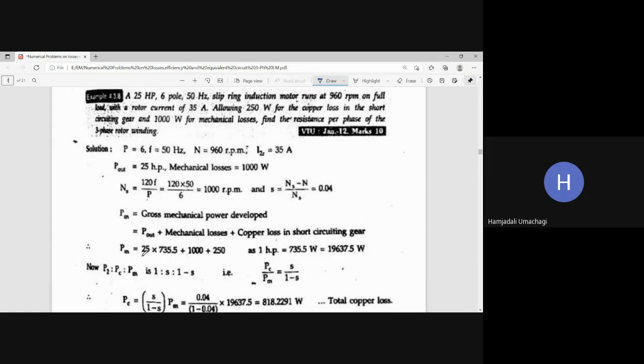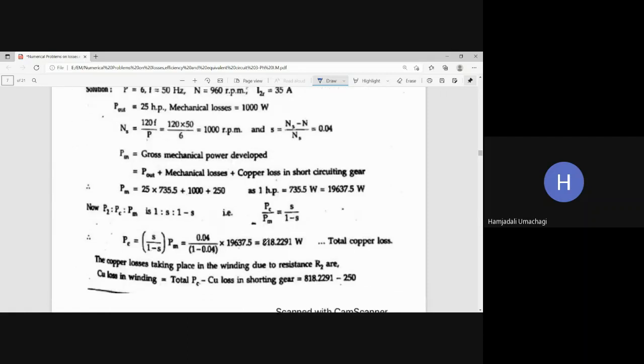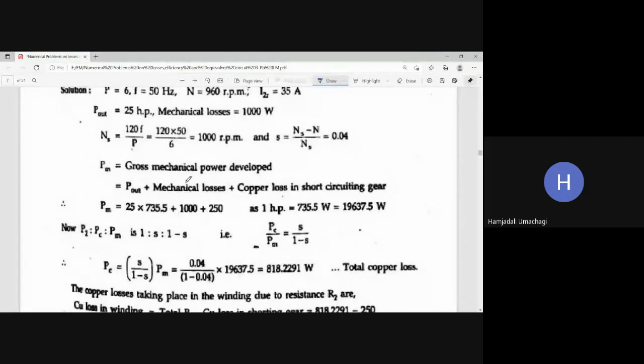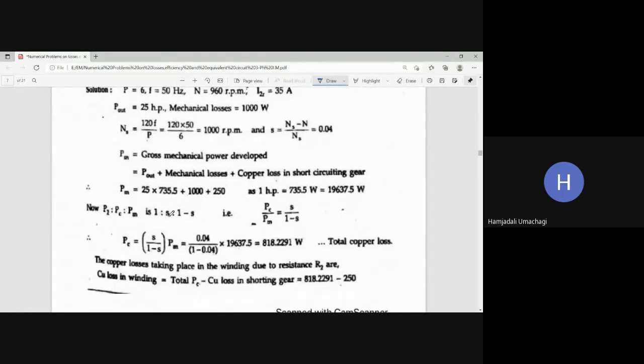Okay, now using the formula P2 : Pc : Pm is 1 : S : 1 minus S. If we take the ratio of Pc by Pm, it is equal to S upon 1 minus S. From this, the rotor copper loss Pc is equal to S into Pm upon 1 minus S. Where S is 0.04 and gross mechanical power developed Pm is 19,637.5, and on solving we'll be getting total rotor copper loss as 818.2291 watts. So this is the total rotor copper loss.